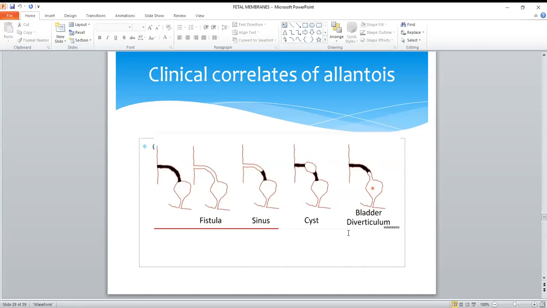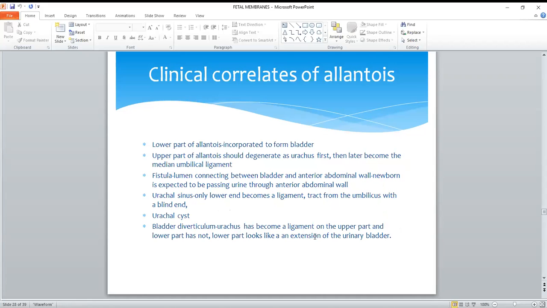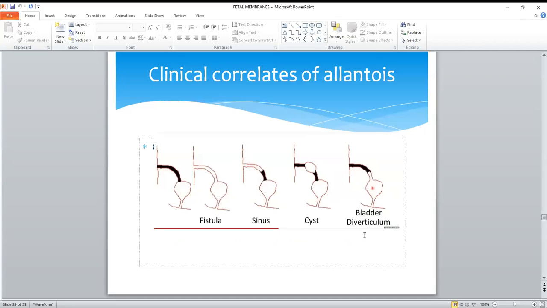Okay, then we have a bladder diverticulum. It's called a bladder diverticulum because the urachus has become a ligament on the upper part, which is good, and the lower part has not become one. So the lower part looks like an extension of the urinary bladder. That's what's called a bladder diverticulum.